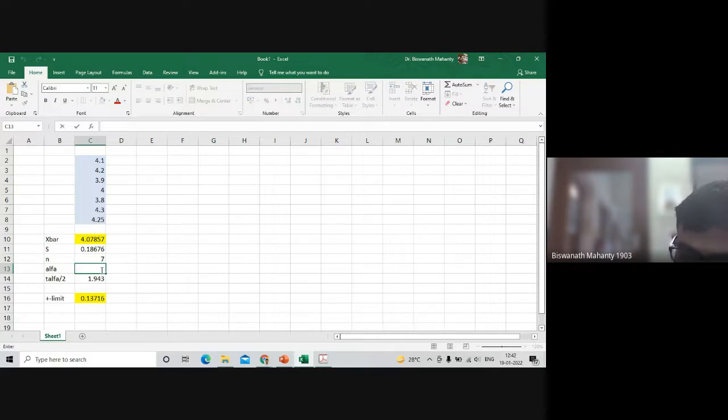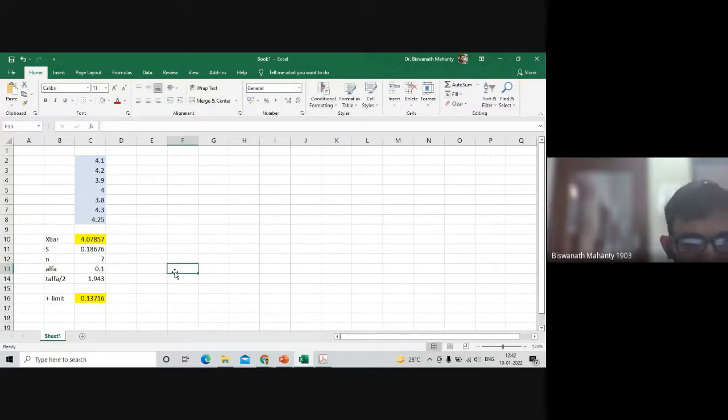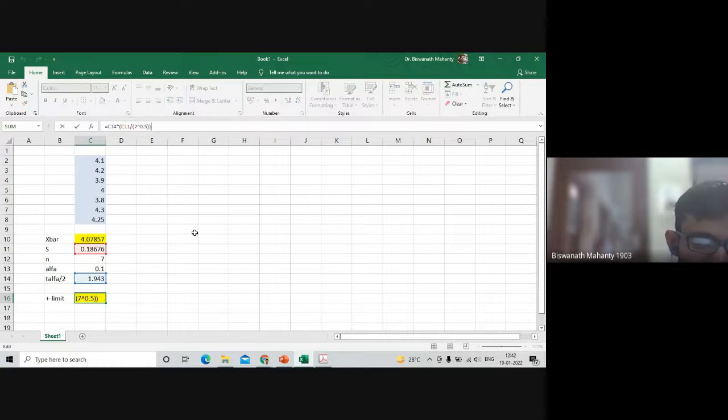Any one of you can tell me? 0.10. Very nice. But I should also write that just for reference. So what is my limit? Limit is, you see, I'm saying the same thing. Limit is t alpha by 2 into S, which is 0.186 divided by square root of 7. If you do this calculation, it will come to 0.13716.